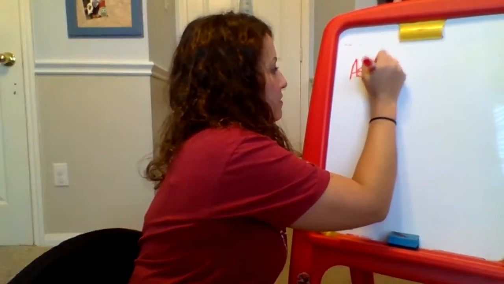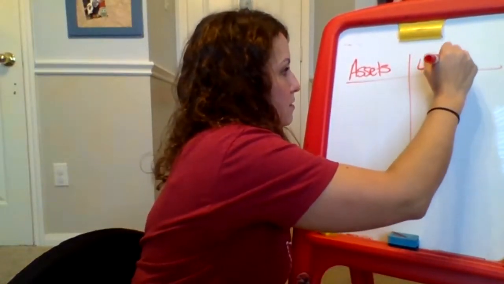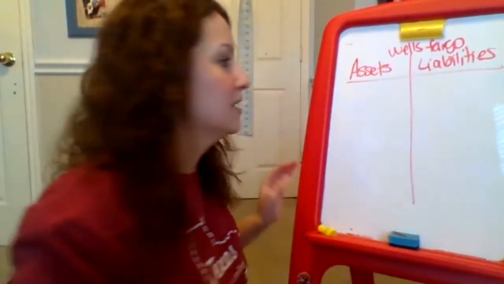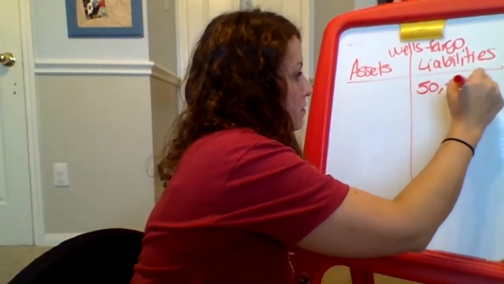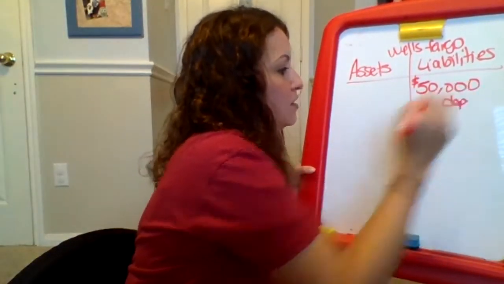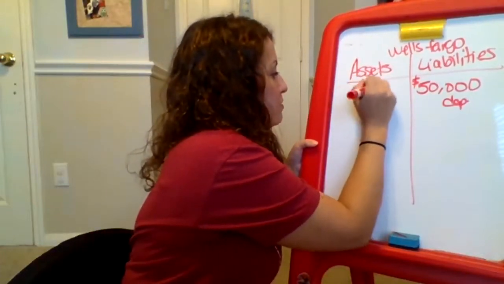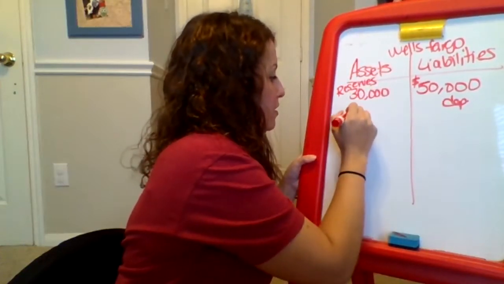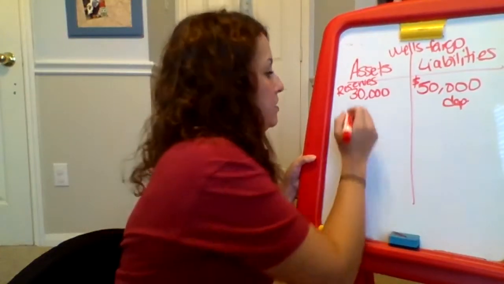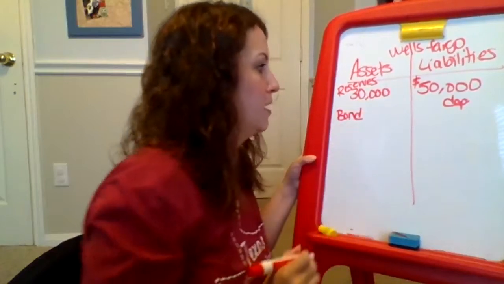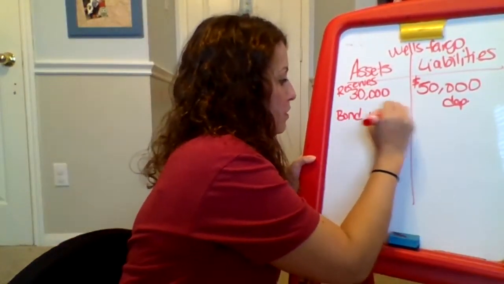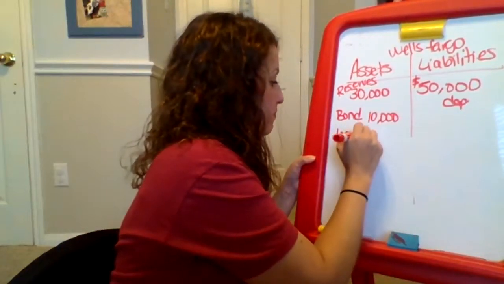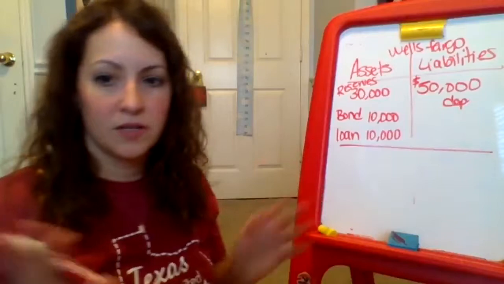So we have assets and liabilities. And once again, it's Wells Fargo. And let's say that in deposits, there's $50,000 in deposits. There's $30,000 in reserves. And there is, I don't know, let's say a bond. They bought a bond from the Fed for $10,000. And then there's another $10,000 that was loaned out. Okay, we're balanced, so I can stop there.